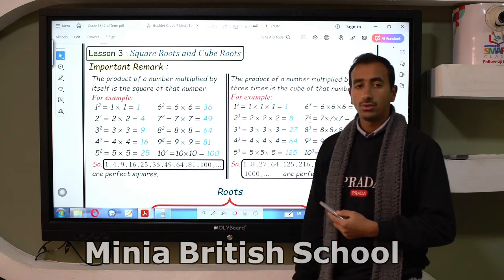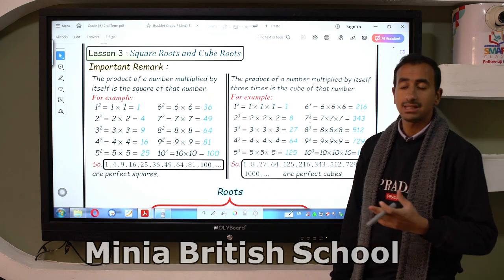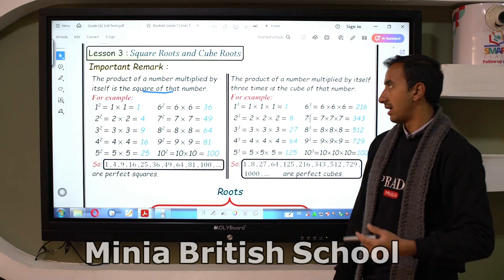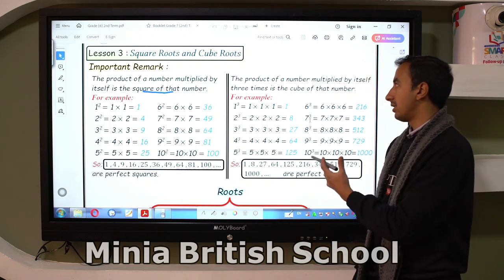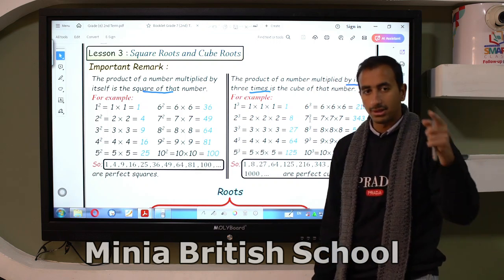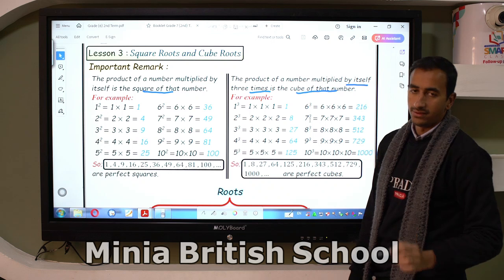Here is an important remark: the product of a number multiplied by itself is called the square of this number. But if we multiply the number by itself 3 times, it's called the cube of that number.